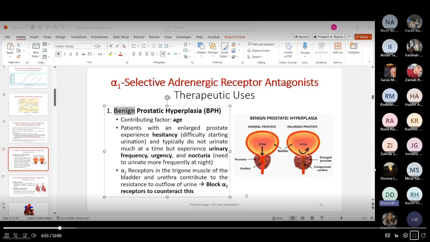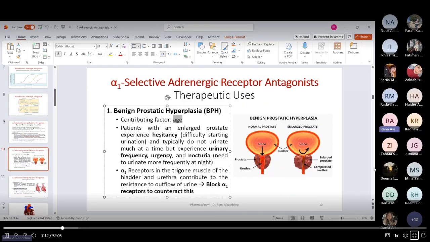All right. Yes, doctor. So why does it happen? Simply, it can happen because of age. So older men can have it. What's the problem? We said that the prostate gland surrounds the urethra. So when it gets enlarged, look at the urethra. It becomes smaller and it compresses the urinary bladder.